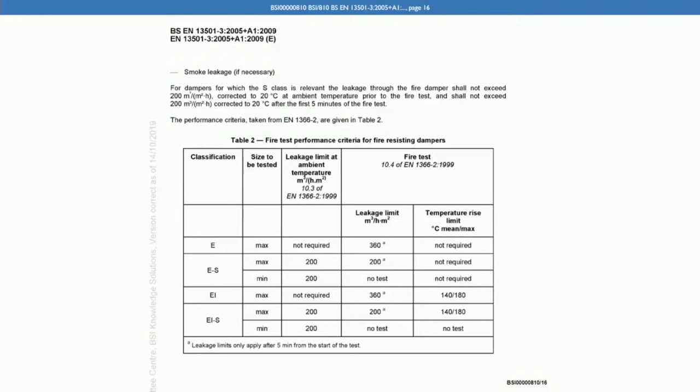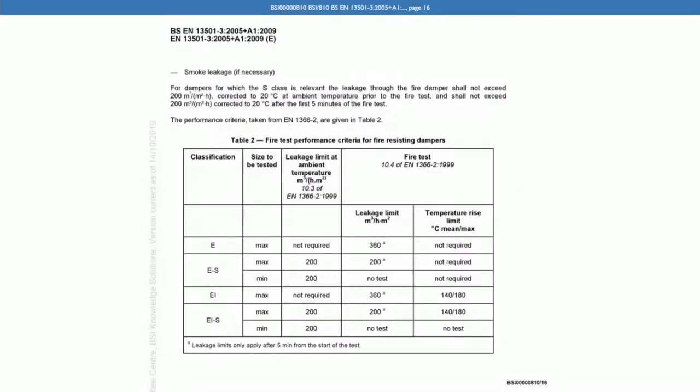And we can see from the columns showing the leakage limits at ambient temperature and during the fire test, I think, that it's 200 for both. Do you see that? Leakage limit at ambient temperature is 200 max, and the leakage limit during the fire test, it says 200. That's for an EIS? No, for ES, under the max. Oh, sorry, for the max one. Sorry, I was looking at the wrong row of the table.